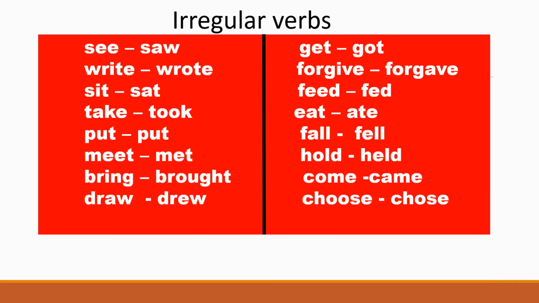So, the first one is see, saw, write, wrote, sit, sat, take, took, put. Put will come as put only. Meet, met, bring, brought, draw, drew. So, student, here see, write, sit, take, these all are present tense. Okay, but saw, wrote, sat, took, they are past tense.